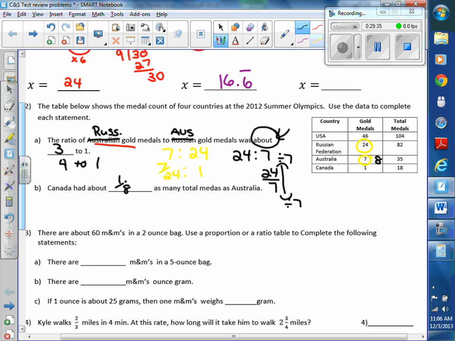Oh, that's golds. So go to total medals right here. I would change that 35 to what? 36. 36, because Canada had 18. So we'd say Canada had about a half as many, right?